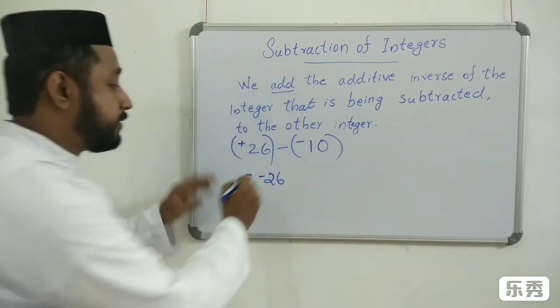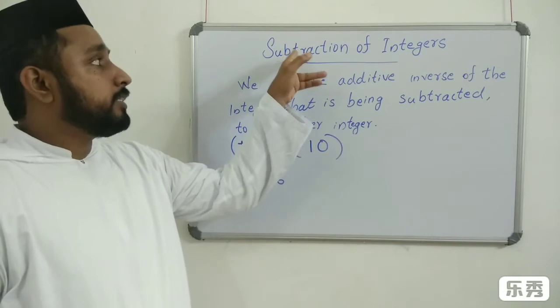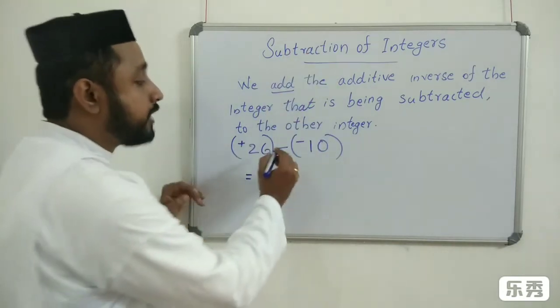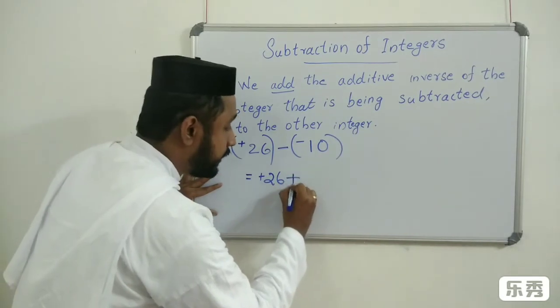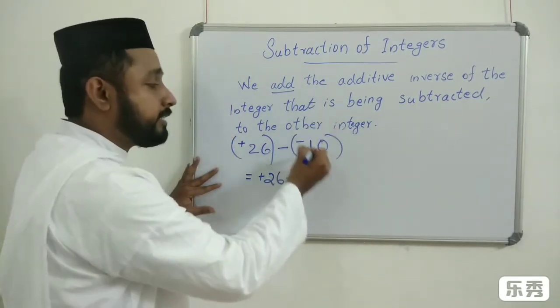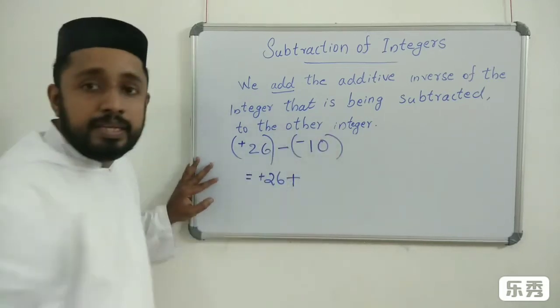We write plus 26. Then we add. We are going to change the subtraction into addition. How? We put a positive sign and write the additive inverse. In other words, just change the sign of the next integer.